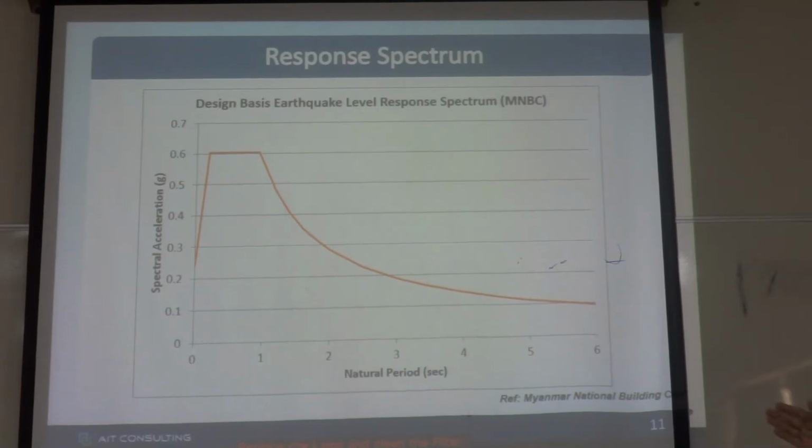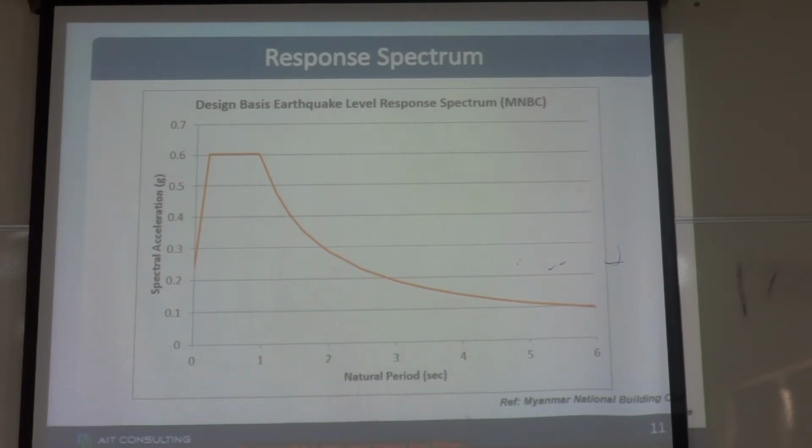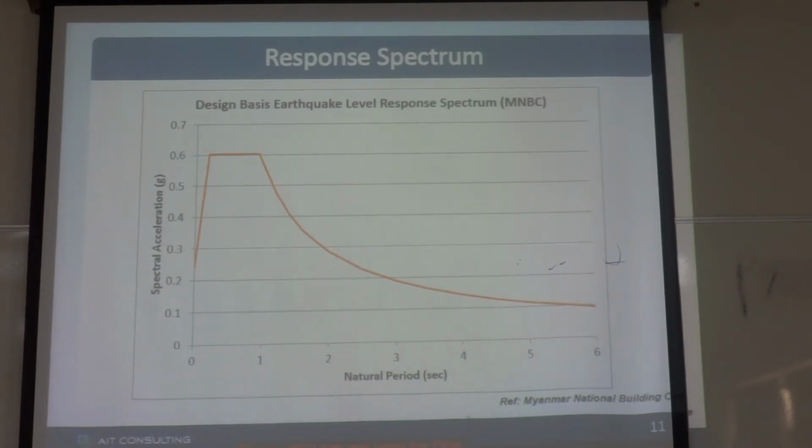So, in general, we can say that if the building is flexible, the force will reduce. But we cannot say that if we want to reduce the force, we will make very small lateral stiffness. We cannot do like that. If you make very small lateral stiffness, during the earthquake, the building will sway too much, so it can create problems for the occupants. So we have to adjust the stiffness as well as design the required strength.